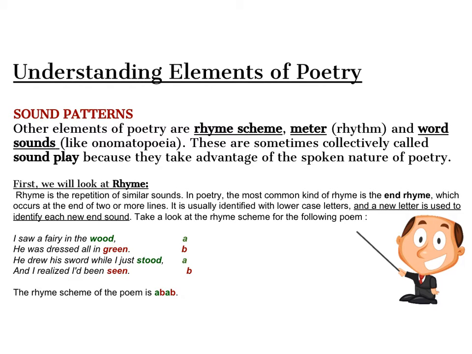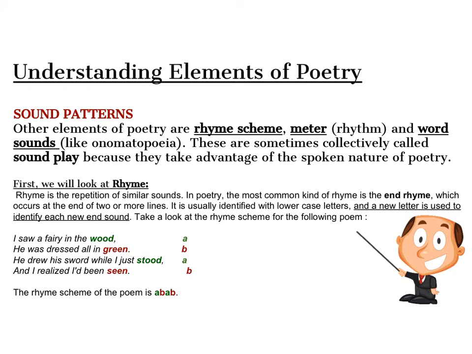Okay, we're back to looking at understanding elements of poetry. And on this slide, we're going to consider sound patterns. What do sound patterns do for poetry? How do they help poetry to convey meaning? Other elements of poetry are rhyme scheme, meter and rhythm, and word sounds like onomatopoeia. These are sometimes collectively called sound play because they take advantage of the spoken nature of poetry.